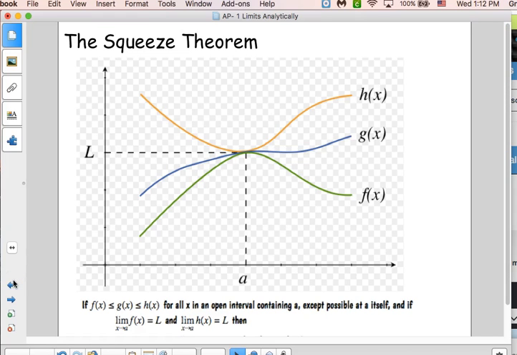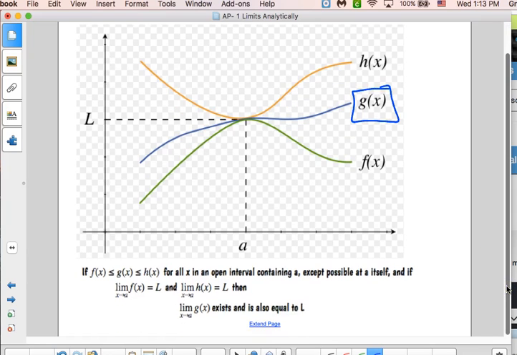The squeeze theorem, if you just look at that picture, kind of just logically makes sense. It says that if you have three functions, f of x, g of x, and h of x, such that g of x is between f and h, which is what that picture shows, and also what the inequality at the beginning shows, what could happen is if you don't know the limit for g, but you know it's in between those other two functions, on an interval containing a, except possibly at a itself.